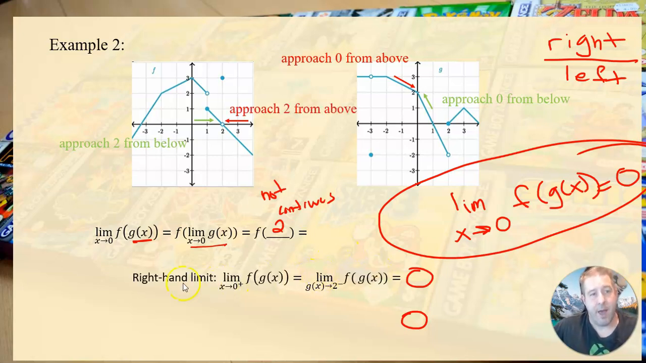So here's what we're going to have to do. We can do right or left hand. Yes, on the AP exam, you will have to do this. Now, this is kind of a rare situation to occur, but if it does occur, yes, this is how you're going to have to write limit notation.